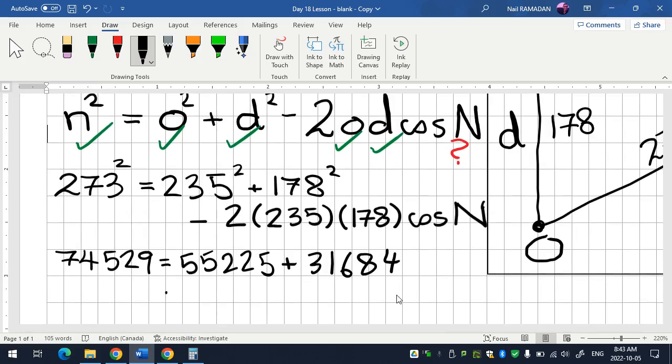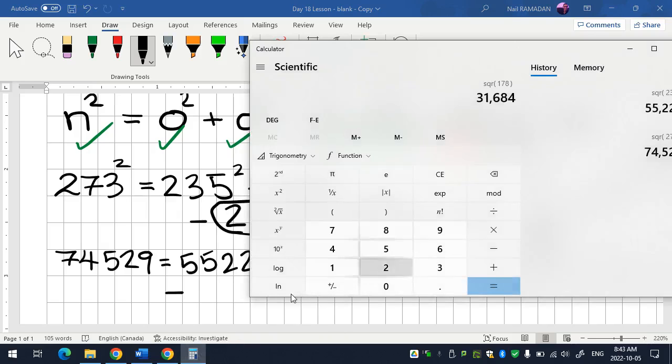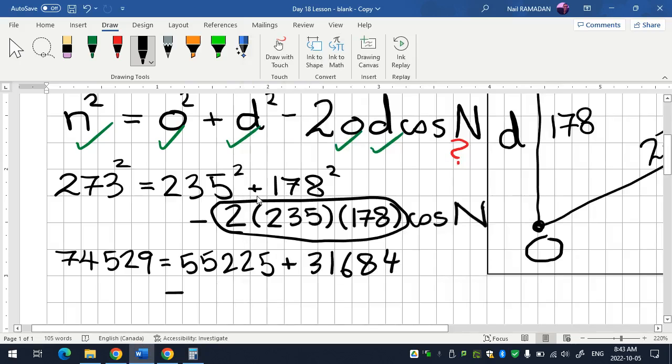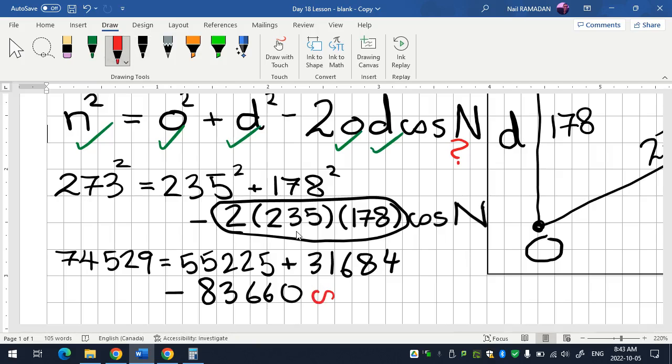Minus. Okay, at least I can do those three in one shot. So we do 2 times 235 times 178. That's 83660 with what next to it? Cosine n. Thank you. Cosine n. Okay, let me just remove this one.